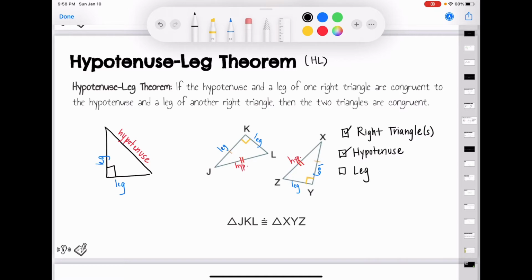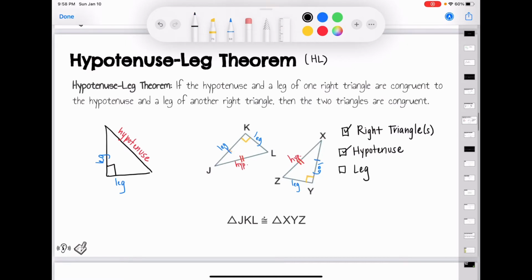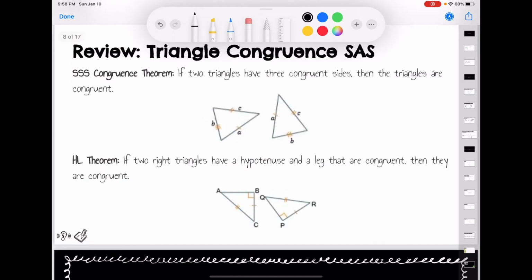And are the corresponding legs congruent to each other? Well, let's see. Here we have this leg, which would be congruent to this leg, indicated by that symbol there. And so, therefore, we can prove that triangle JKL and triangle XYZ are congruent to each other using the hypotenuse leg theorem. Okay. So what did we learn today?